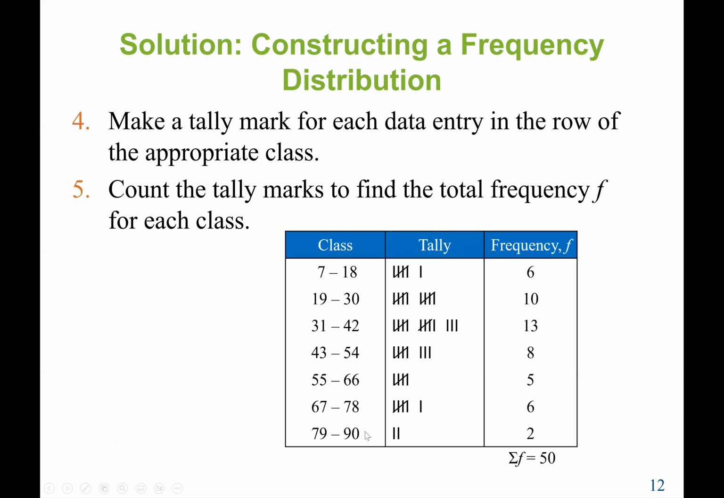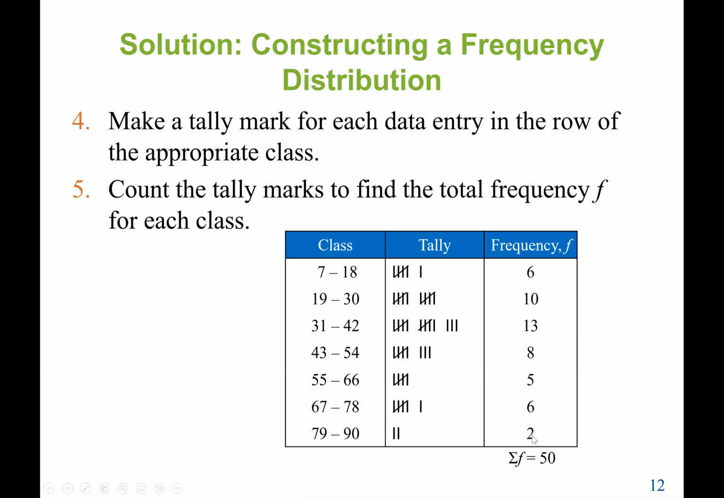The next step, we look at our data set, and we are going to count how many subscribers spent between 7 to 18 minutes. And when we count, we have 6. Between 19 to 30, we have 10. 31 to 42, we have 13. 43 to 54, we have 8. And 79 to 90, we have 2.